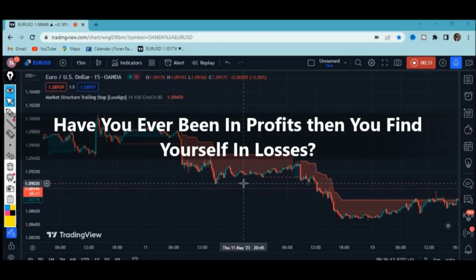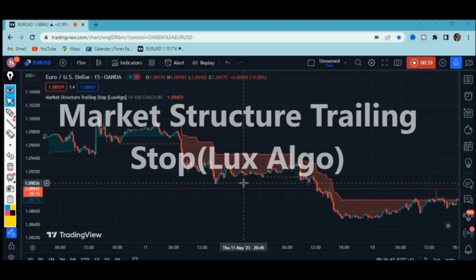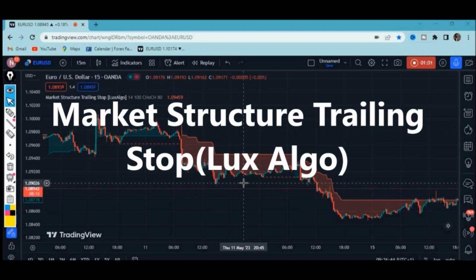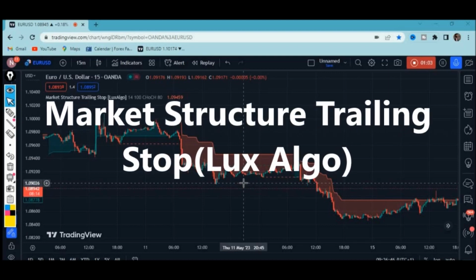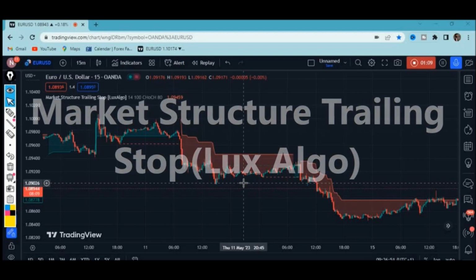There is a way you can lock your profits without using any indicator, but this indicator by LuxAlgo is actually doing this for us. So guys, in this video we're just going to look at this indicator, what it entails, and the usage of this indicator. And I know at the end of this video you will have clues of what this Market Structure Trailing Stop by LuxAlgo is.